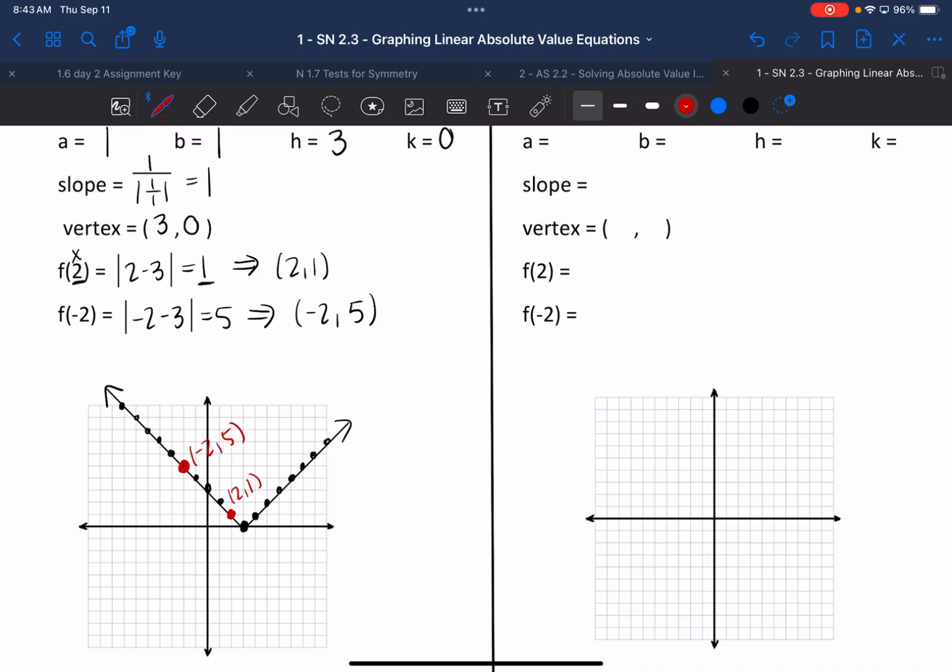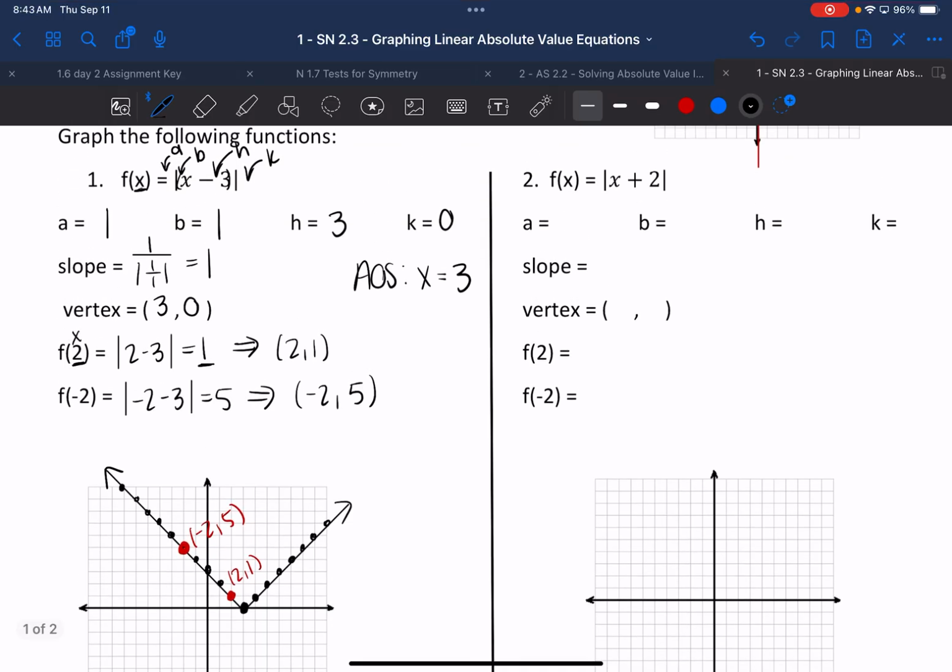Okay, and they didn't ask, but where could we fold the graph in half this time? Where would be my axis of symmetry? Right. So this time my axis of symmetry is going to be the equation of the line x equals 3. Good. Okay. All right, let's do another one together.